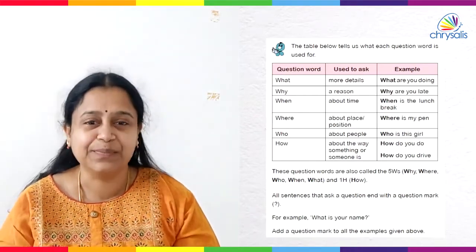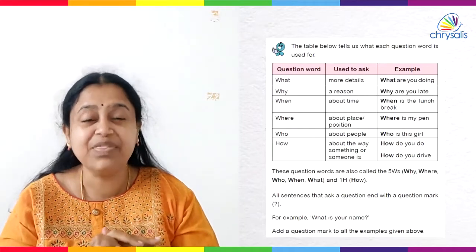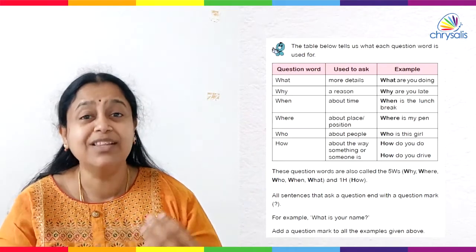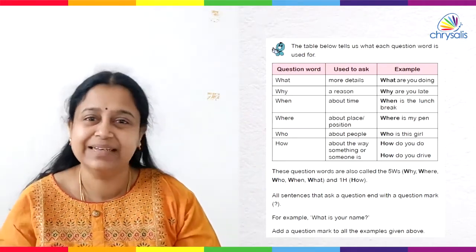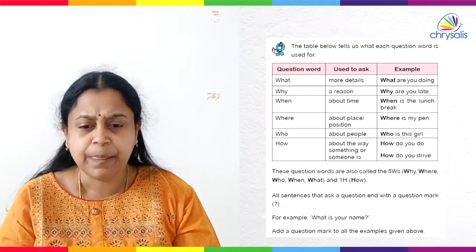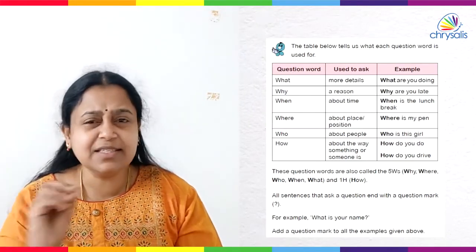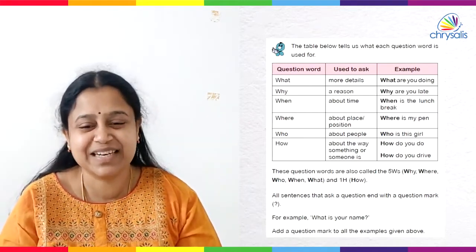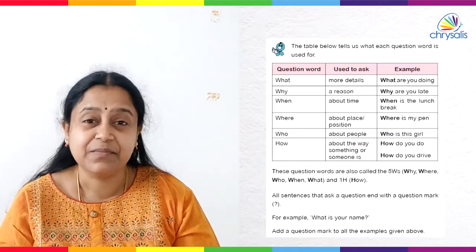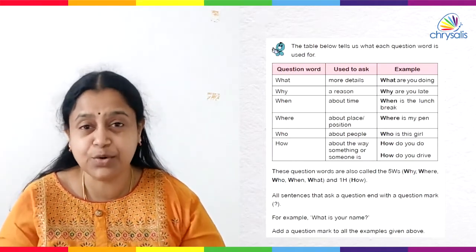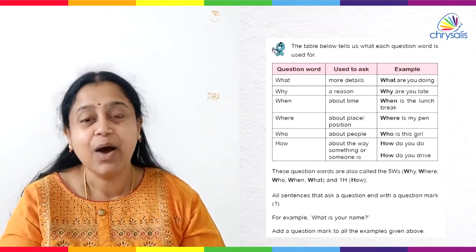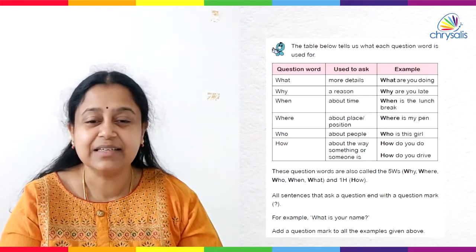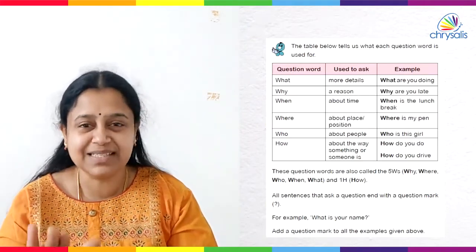Last one, how. About the way something is being done or someone is doing it. To know more about the way, the process of something being done. Here the example is given. How do you do? Hey, this is a beautiful artwork. How do you do? We use this question, right? How do you drive? When you don't know about something and you wish to know about it, you will be asking, how to paint this? How do you drive? Right? Well, so these are all the example sentences given.